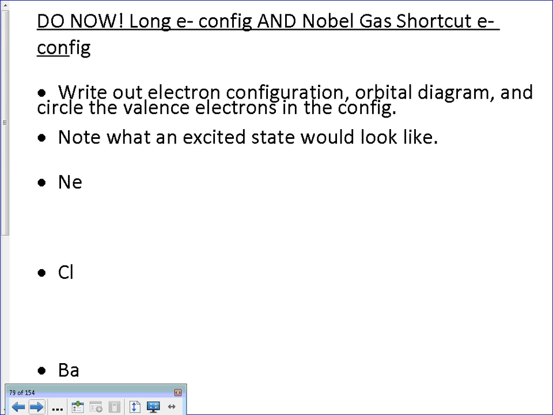Neon, find neon. How many electrons does it have? Neon has how many? 10 electrons. Give me a thumbs up, you know how to find it? Because you can look at the atomic number. There are 10 electrons that must be accounted for in neon's atomic structure.